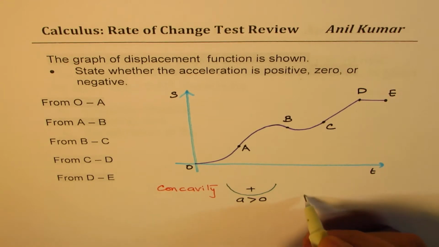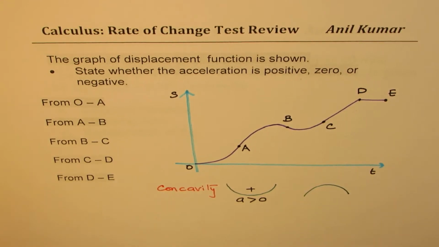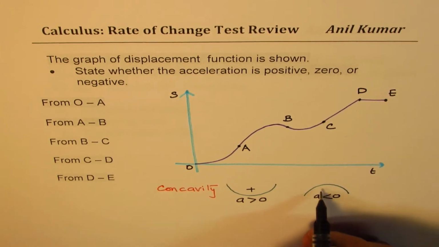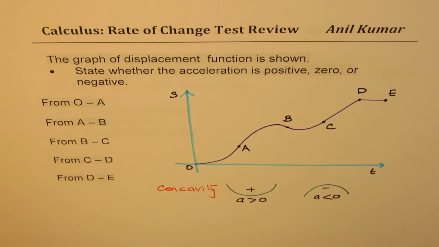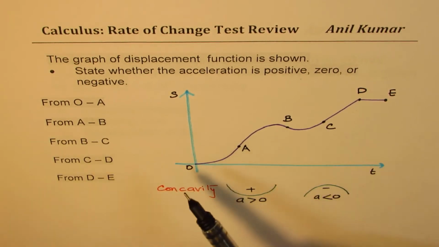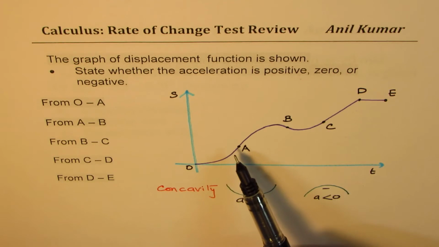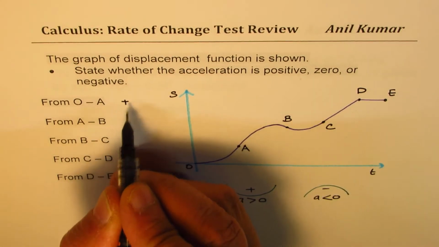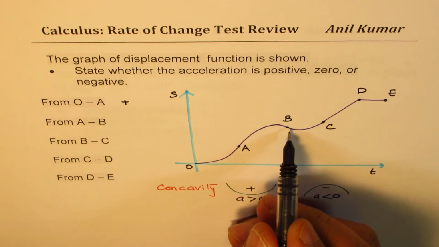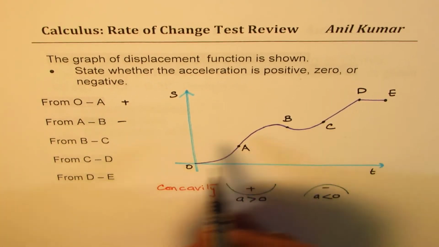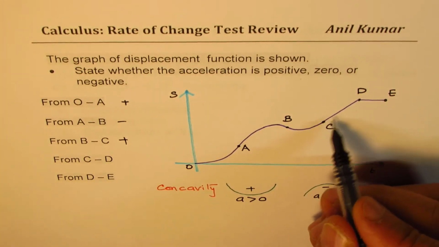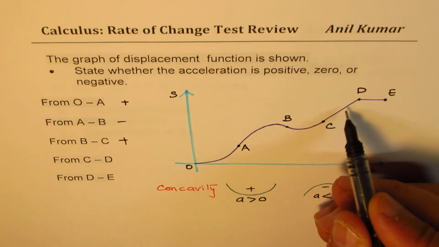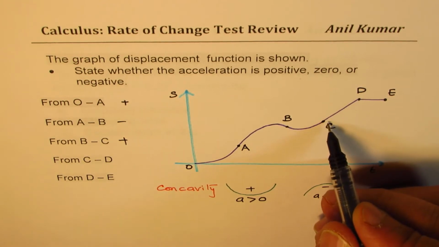However, if you have a graph which is concave down, then the acceleration is less than 0, it is negative, like falling, correct? So now we can answer very easily. 0 to A is concave up. So from 0 to A, acceleration is positive. From A to B, it is concave down, negative, B to C concave up, C to D it is a straight line, correct? So straight line means a constant velocity, zero acceleration.